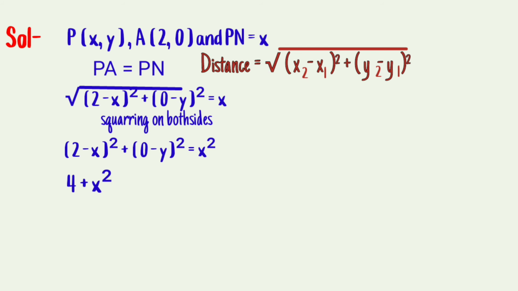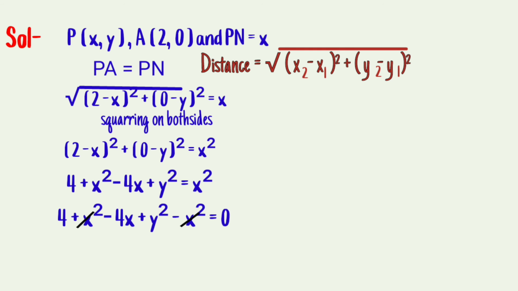Here we get 4 plus x square minus 4x plus y square is equal to x square. So take x square to the left hand side: 4 plus x square minus 4x plus y square minus x square is equal to 0. Here x square gets cancelled. So finally the locus of P is y square minus 4x plus 4 is equal to 0. That's it.